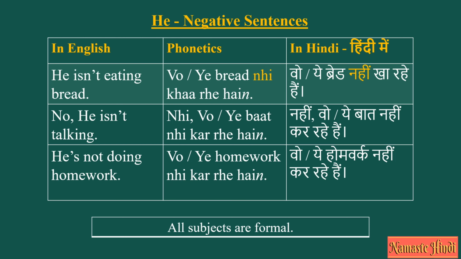He, negative sentences. He isn't eating bread. For far distance, we'll say वो bread नहीं खा रहे हैं. And for near distance, ये bread नहीं खा रहे हैं. No, he isn't talking. नहीं, वो और ये बात नहीं कर रहे हैं. He is not doing homework. वो और ये homework नहीं कर रहे हैं.